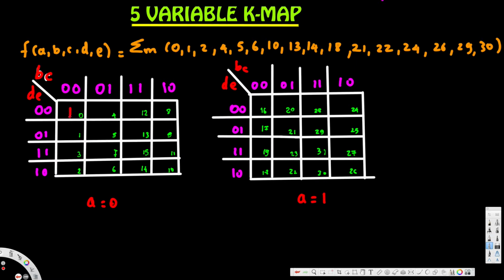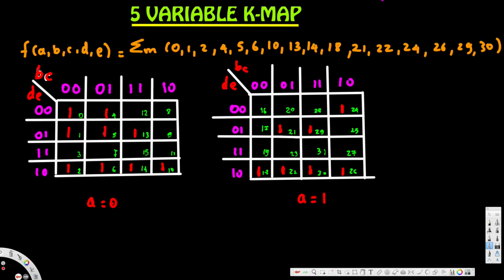At 0 we have 1, at 1 we have 1, at 2 we have 1, at 4 we have 1, at 5 we have 1, at 6 we have 1, at 10 we have 1. At 13 we have 1, at 14 we have 1, at 18 we have 1, 18 is right here, 21 we have 1, 22 we have 1, 24 we have 1, 26 we have 1, 29 we have 1, 30 we have 1.